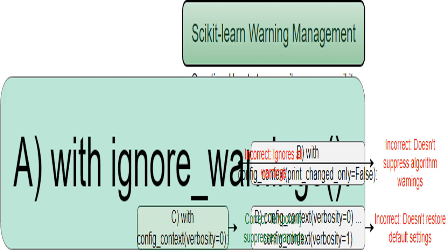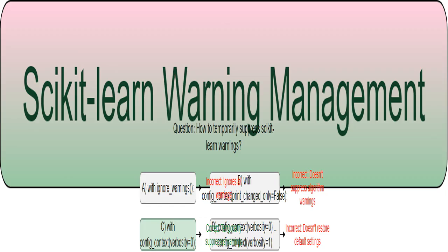I tried using print_changed_only equals false within config_context. However, this only controls warnings about configuration changes, not the warnings from the machine learning process itself. It's too specific.